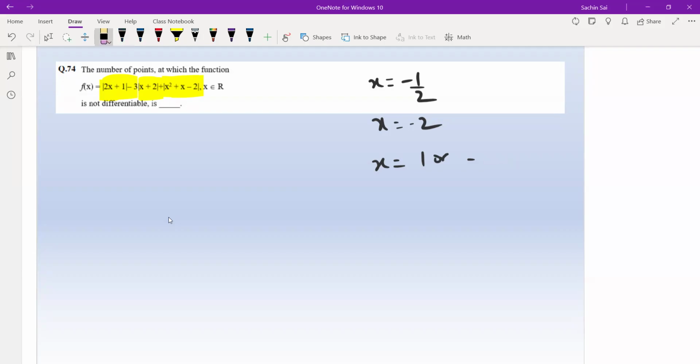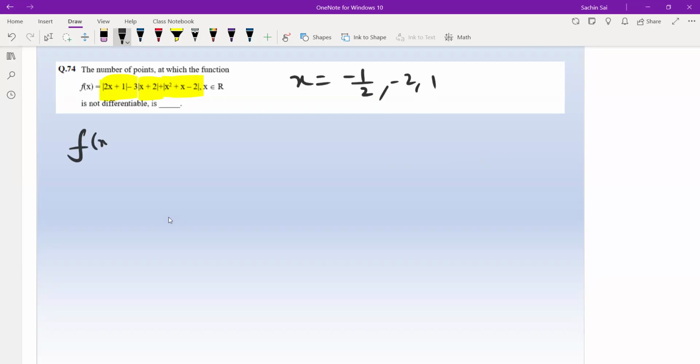So what we'll be doing is first we write down the points where the definition changes. These are minus 1 by 2, minus 2, and 1. Now we divide the domain of the function into different intervals based on these three values.